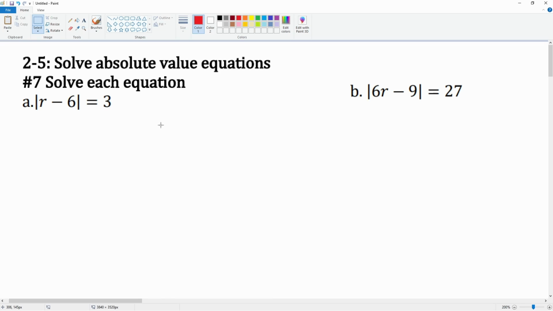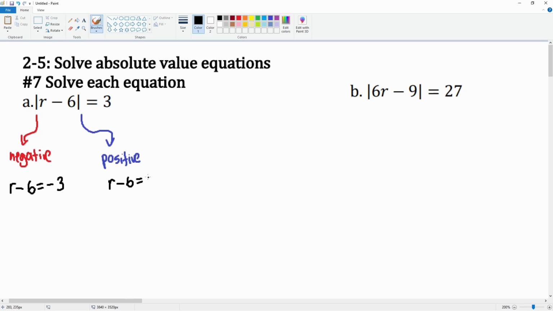Number 8, it's the absolute value of r minus 6 less than 3. Please understand that the absolute value allows you to split this into the negative version and then the positive version of the equation. That is always the case, right? So the negative version would just be r minus 6 equals negative 3. The positive version would just be r minus 6 equals 3.